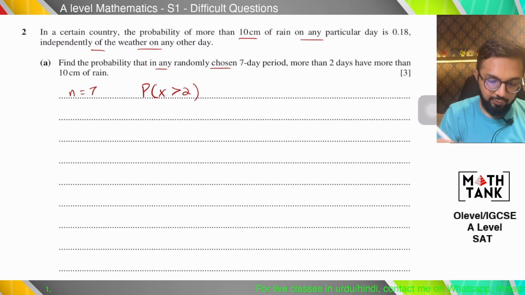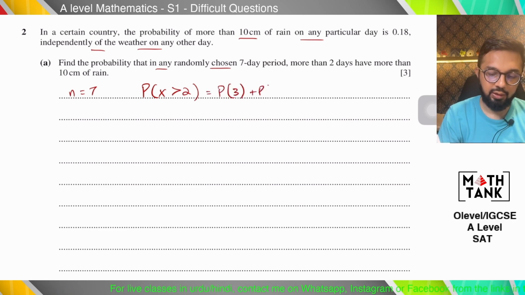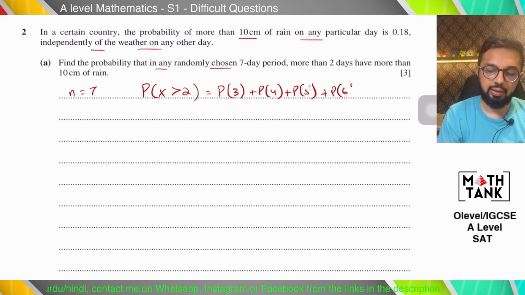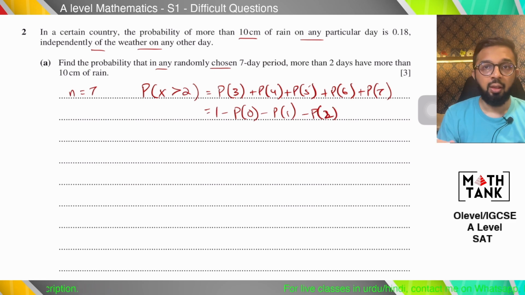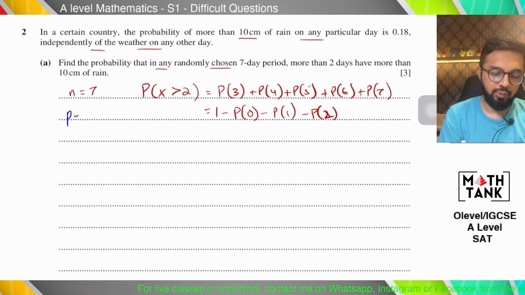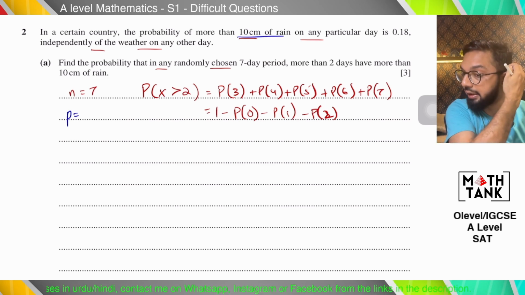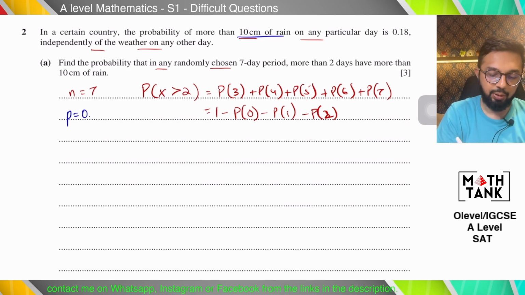So I want to find the probability of x greater than 2. That means I want to find the probability of 3, 4, 5, 6 and 7. Instead, what I can do is 1 minus probability of 0, 1 and 2. So what I have here is a binomial situation. I would want to know what my small p is, what my success is. If my success is getting 10 centimeters of rain, that is 0.18.